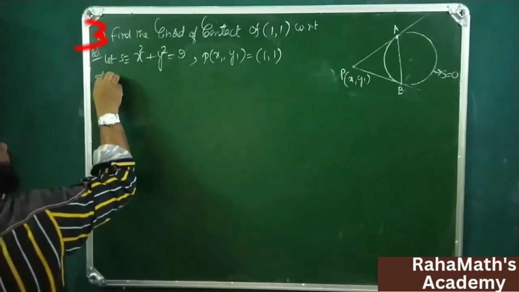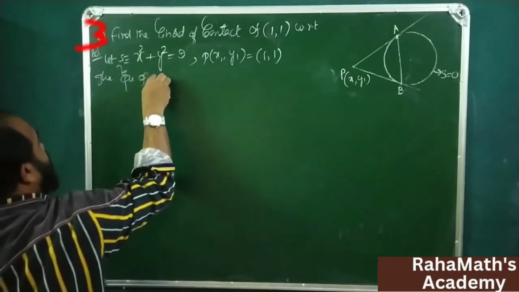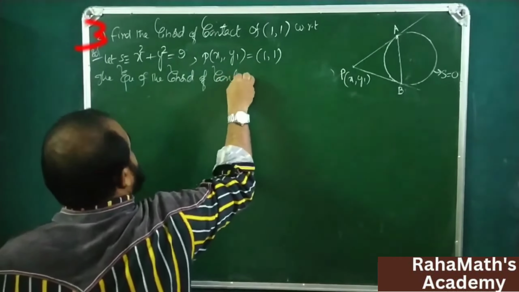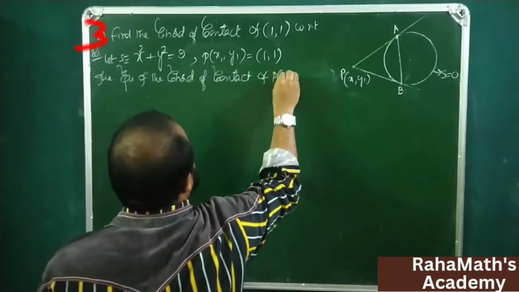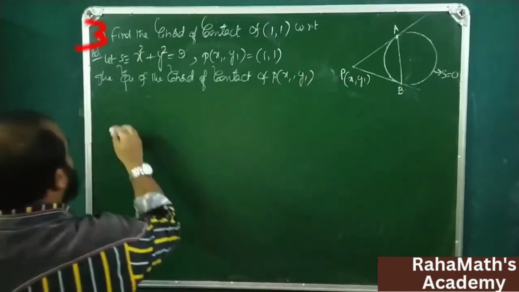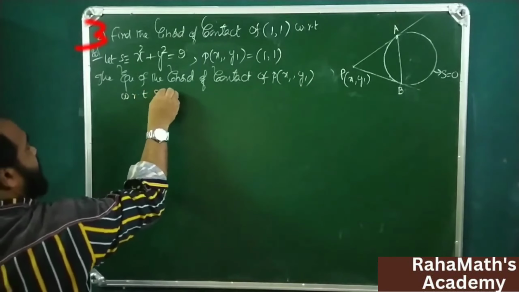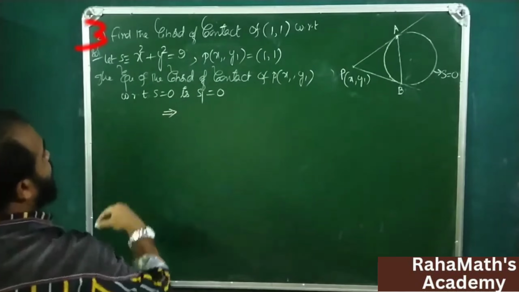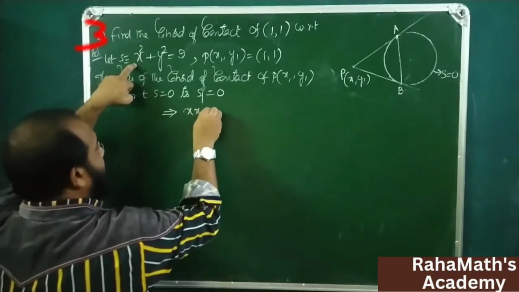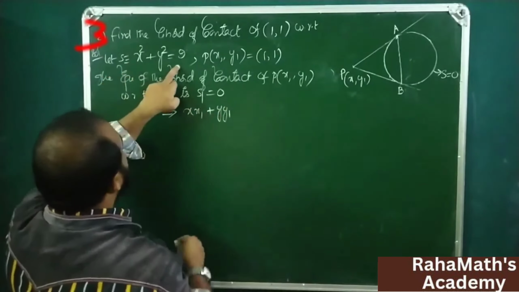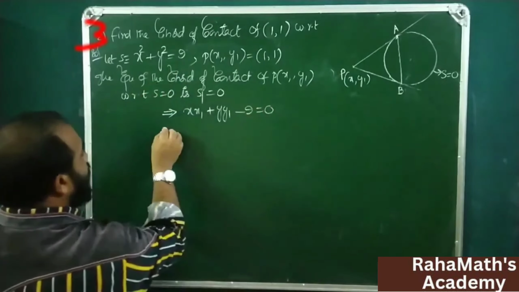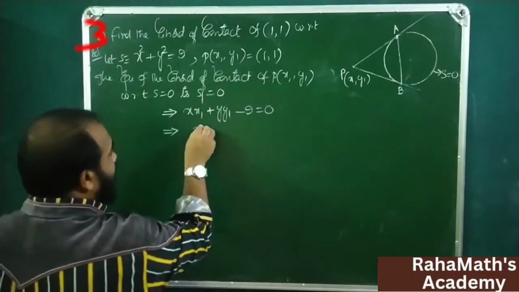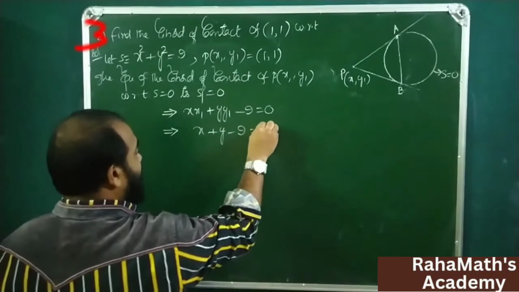So the equation of the chord of contact of P x1 y1 with respect to circle S equals to 0 is S1 equals to 0, which implies S1 for this is x x1 plus y y1 minus 9 equals to 0. So x1, y1 being 1 and 1, so x into 1, x plus y minus 9 equals to 0.